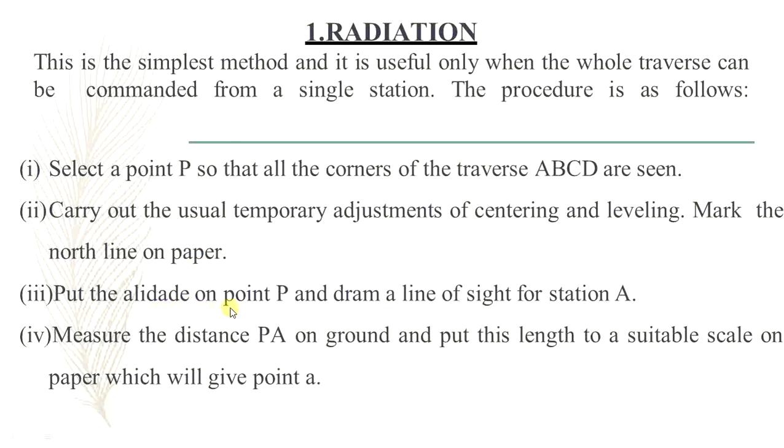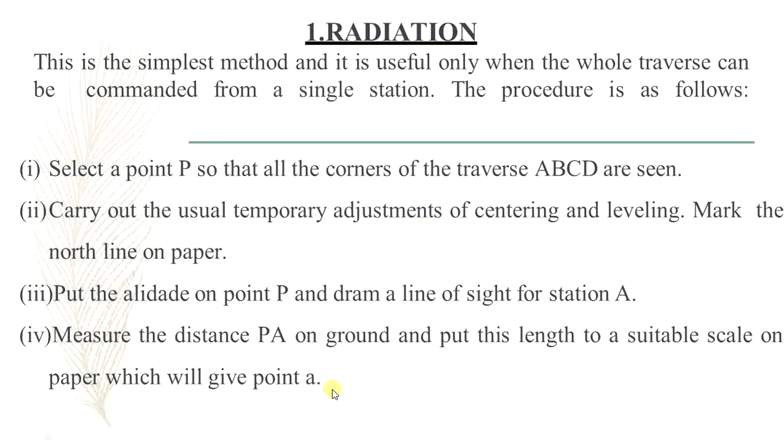Next, put the alidade on point P and draw the line of sight for station A. We put the alidade at the point P and sight the point A. Next, measure the distance PA on the ground with the help of a tape, and put this length to a suitable scale on paper, which will give the point A.